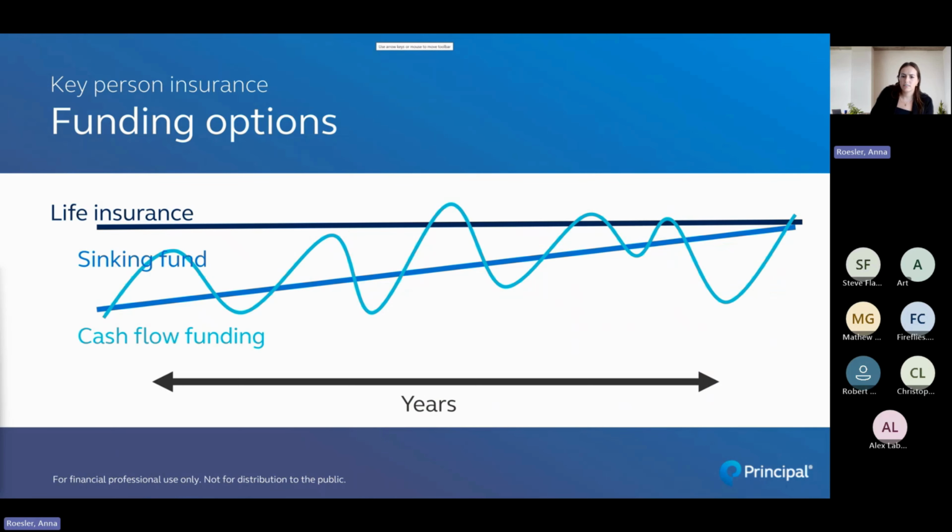Funding options for this insurance: we can use life insurance, sinking fund, or cash flow funding. Owners are using many different tools over the life of a business to finance unexpected expenses. So it's good to have a variety, to have the cash flow, but it fluctuates a lot over the years. It can go up and down. Sinking fund would give the liquid assets, but it might not be sufficient in early years because it needs funding and time to grow. So having life insurance is the most stable. As you can see, we have the straight line for life insurance. It's lower risk, guaranteed protection, and there could also be the cash value aspect.